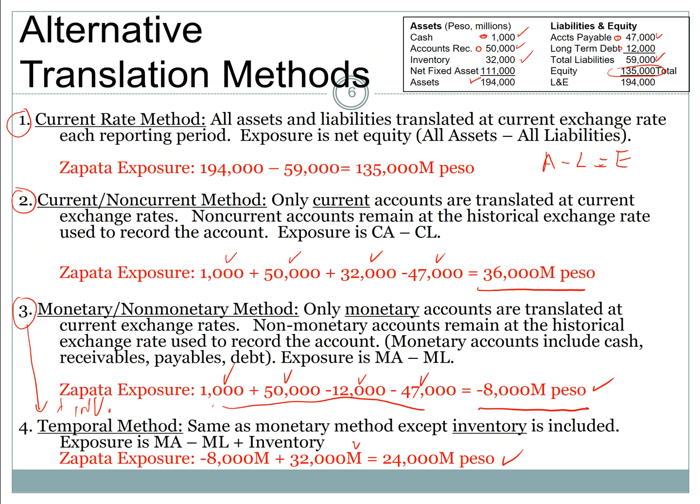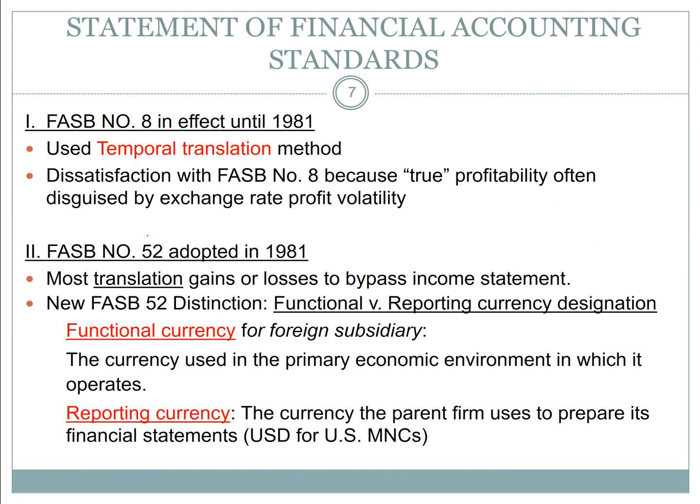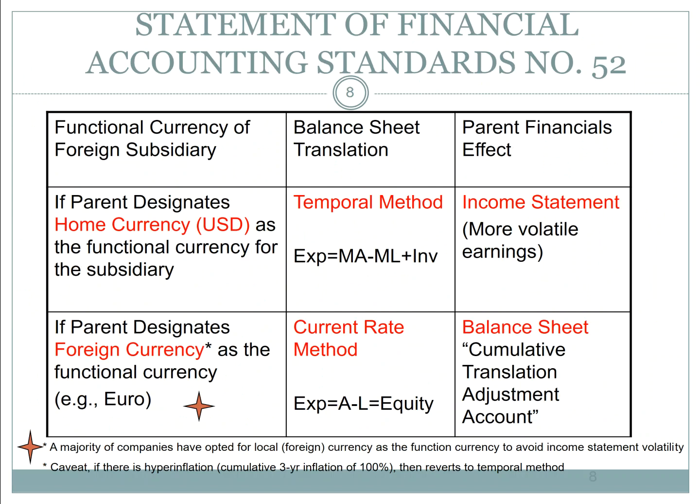They are exposed to a devaluation of the peso. So let's talk about what method actually gets used. In the end, what method gets used is either the temporal or the current rate method. So in the US, we're not going to use these two methods. We're going to use the current rate method or the temporal method. FASB 52 tells us what we need to do.